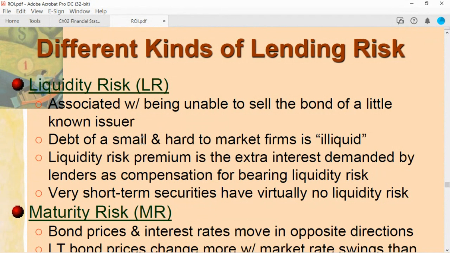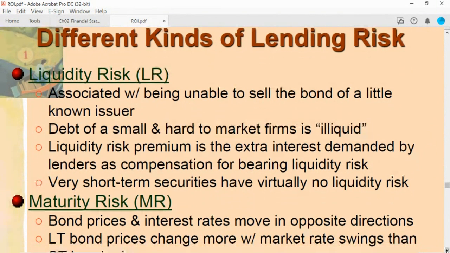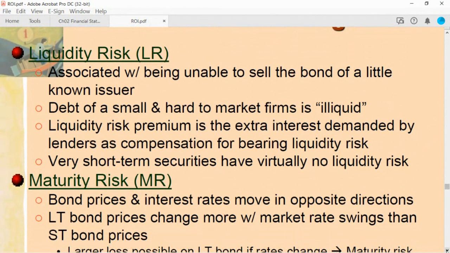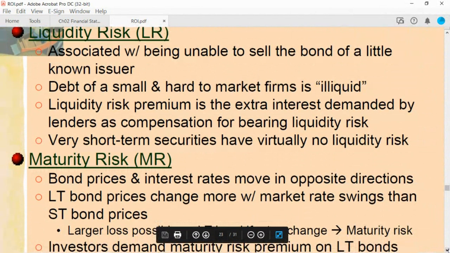So obviously, the credit rating would have to be low. It's a little known company. Credit rating cannot be that high. So obviously, by adding risk premium, with higher interest rate, this incentivizes the investors to buy this bond. Okay, so that's borrower specific as well. Maturity risk and inflation risk are not borrower specific. It's simply across the board.